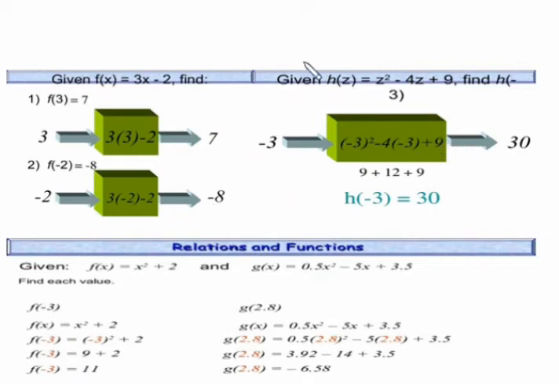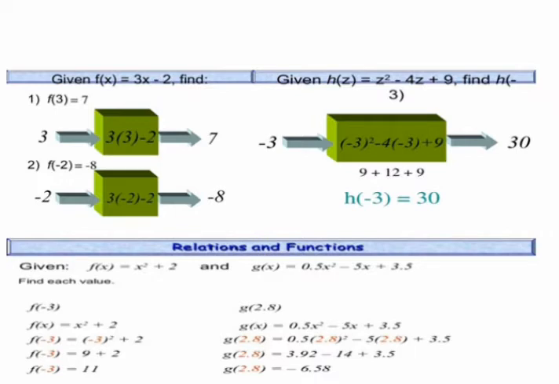Similarly, we have another function, h(z) is equal to z square minus 4z plus 9. Find h(minus 3). When we put z equal to minus 3, we get the result 30. So in this way we find the values of functions. x is the independent variable and f(x) is the dependent variable, and this f(x) is known as y.